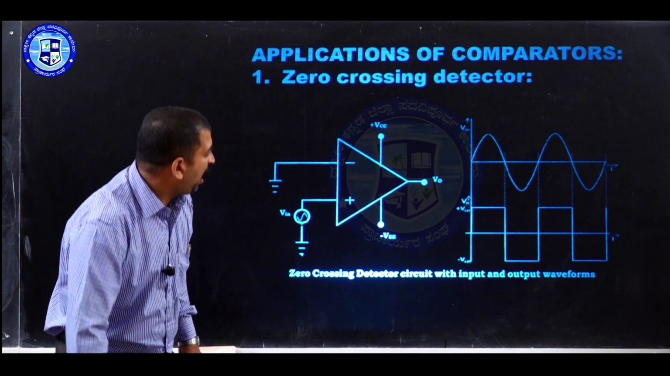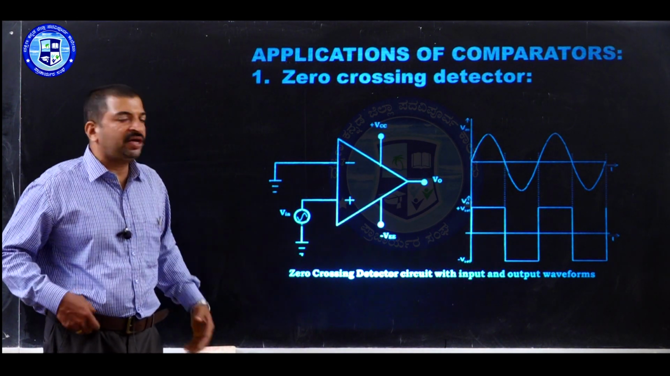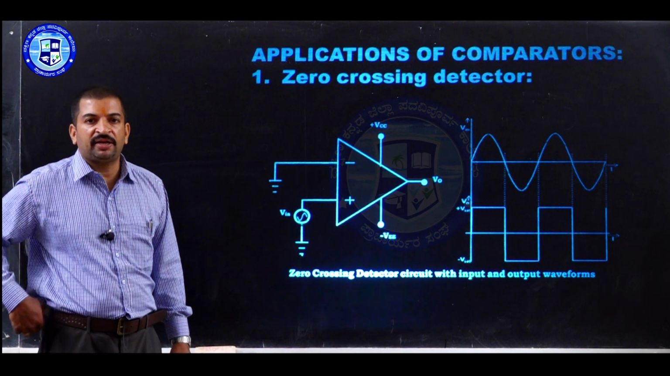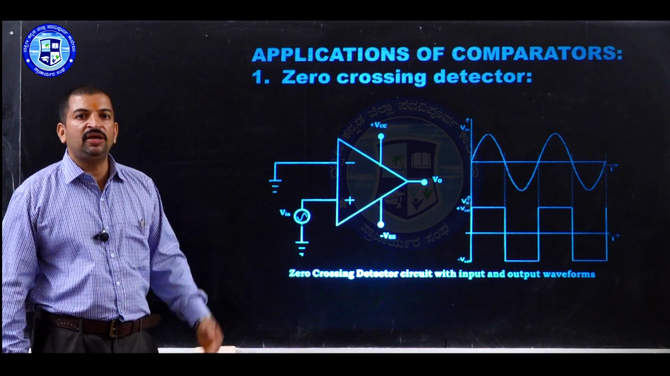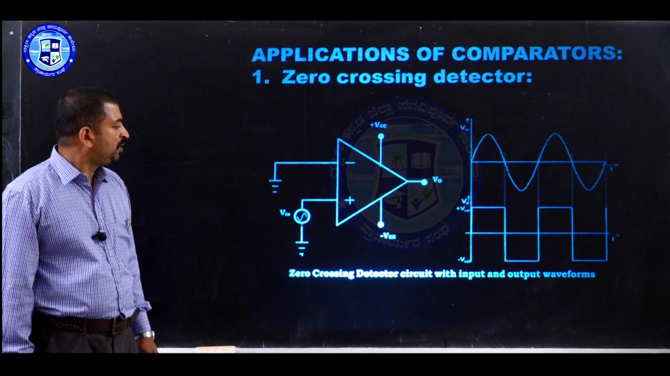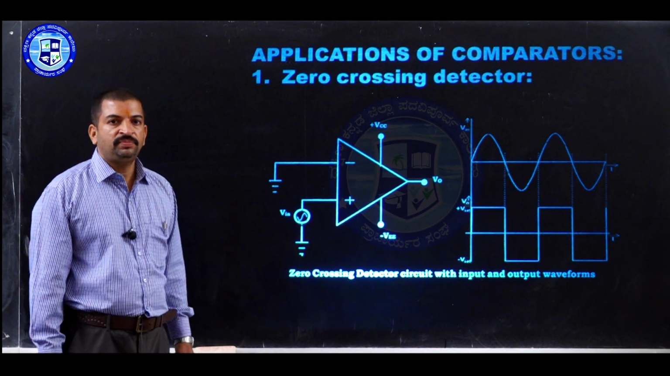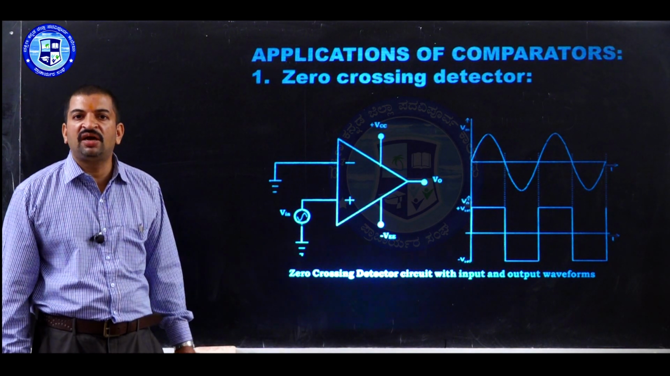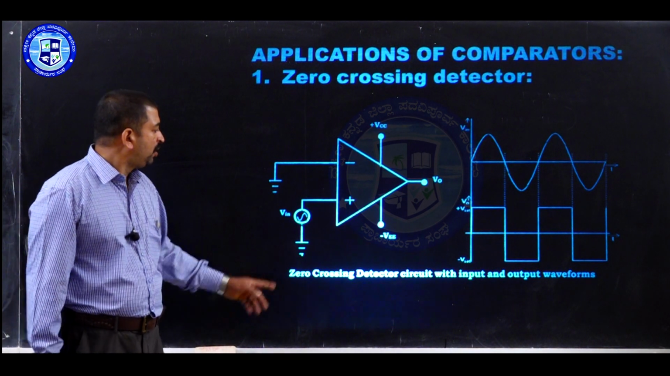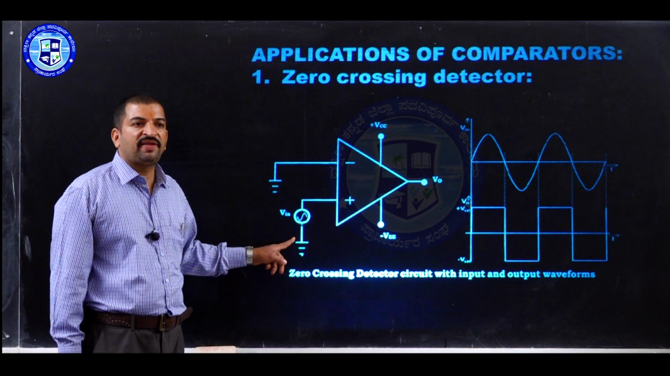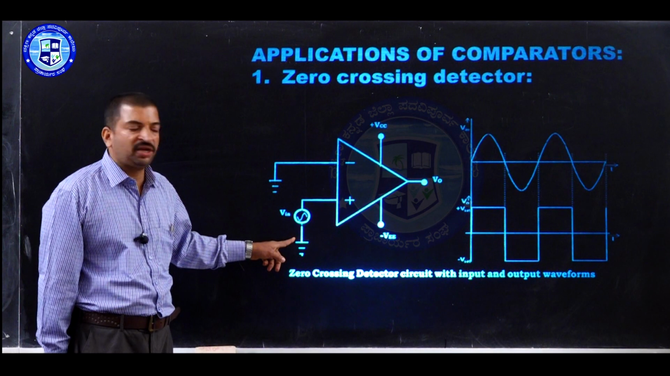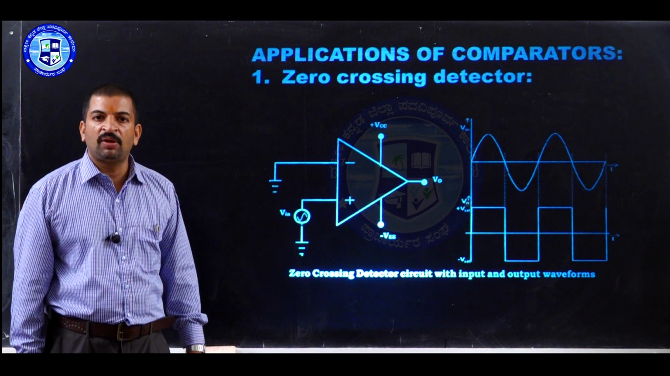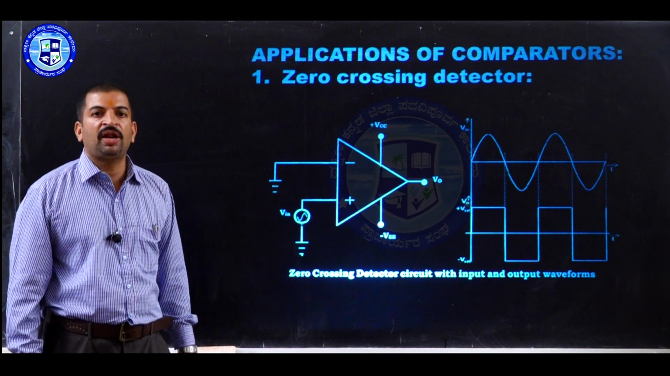Let's study the applications of the comparator. One of the most important application of the comparator is the zero crossing detector. The zero crossing detector is a circuit which detects the zero crossing of the input signal. Here the input signal is applied to the non-inverting input of the op-amp. The inverting terminal of the op-amp is connected to the ground.